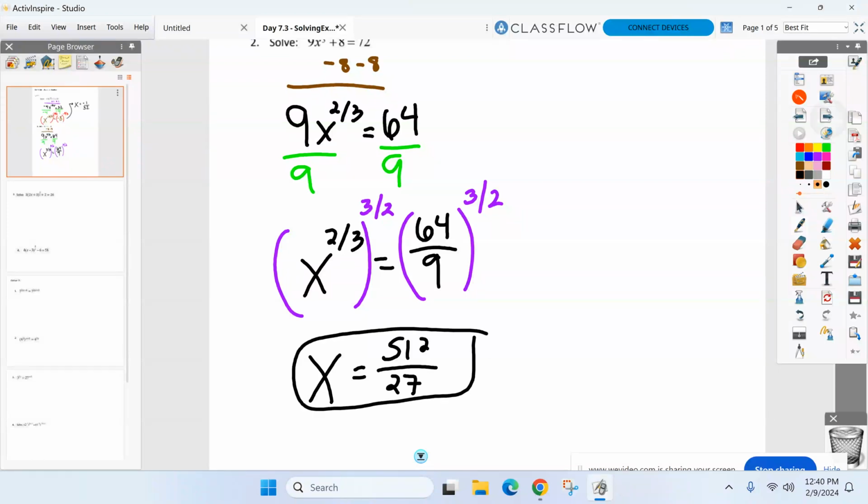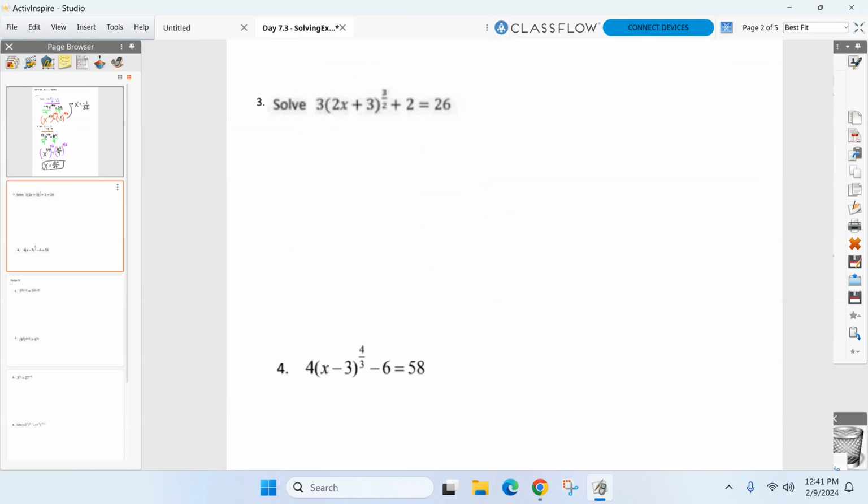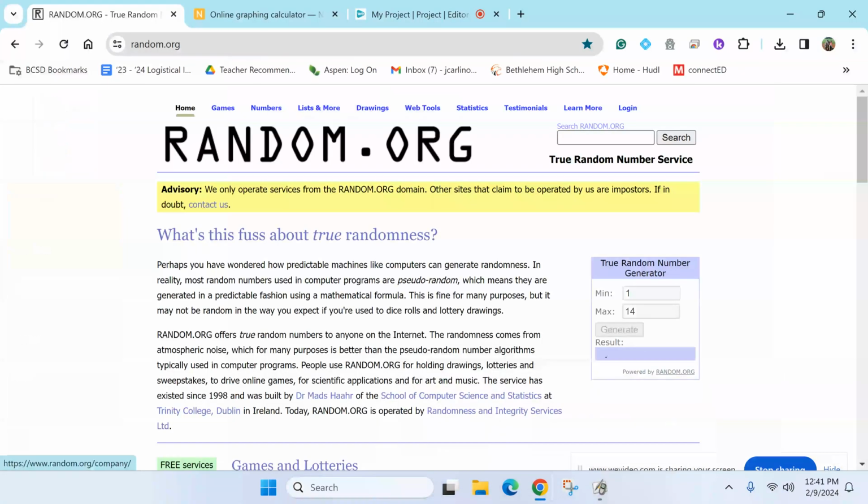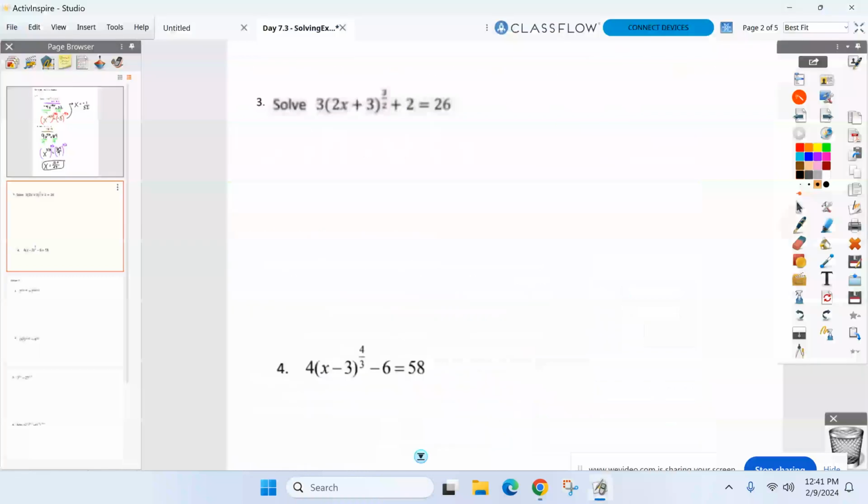Before I start this one, what is the base in this problem so I know what I'm getting by itself? The entire thing in parentheses, 2x plus 3. So that's what you have to get by itself. It's not the 3. It's the 2x plus 3. So get that by itself. First move. Marty? Minus 2. Yep.